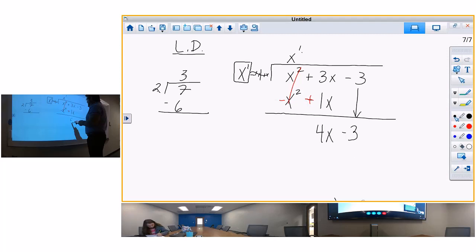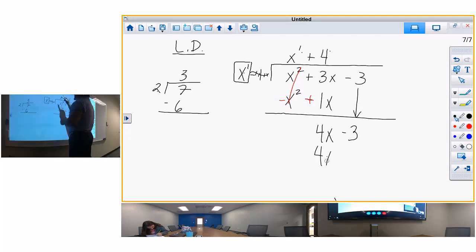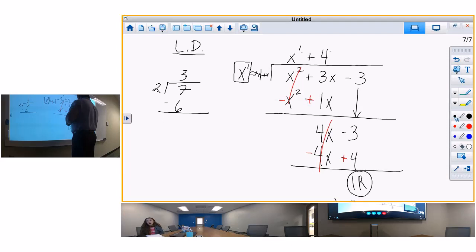How many times will x go into 4x? Now it's time for that number. Well, how many times will x go into 4x? 4 times. So we put a positive 4 here. 4 times x is 4x. 4 times negative 1 is what? What do we always do? Subtract. So that makes that a negative 4x and makes that a 4. And what happens to the left-hand side? It always goes out. And what is negative 3 plus 4? 1 remainder.